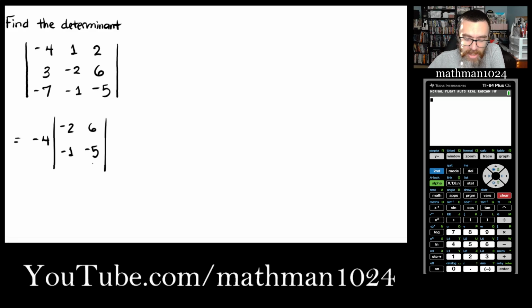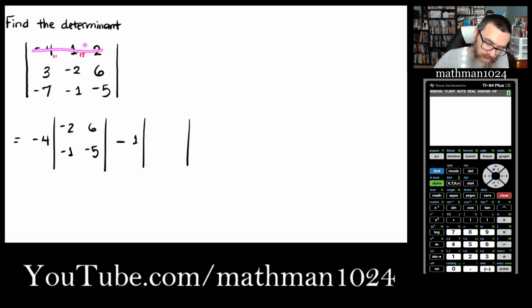Okay. Now, the next piece, if you look at the coefficient here for this entry, this was 1,1, which is why it didn't change the sign, it stayed negative. This is 1,2, so it's odd, so it would change the sign and make this a minus. So minus 1 times the determinant formed by killing that row and killing that column. And so you see you'd have 3, 6, negative 7, and negative 5.